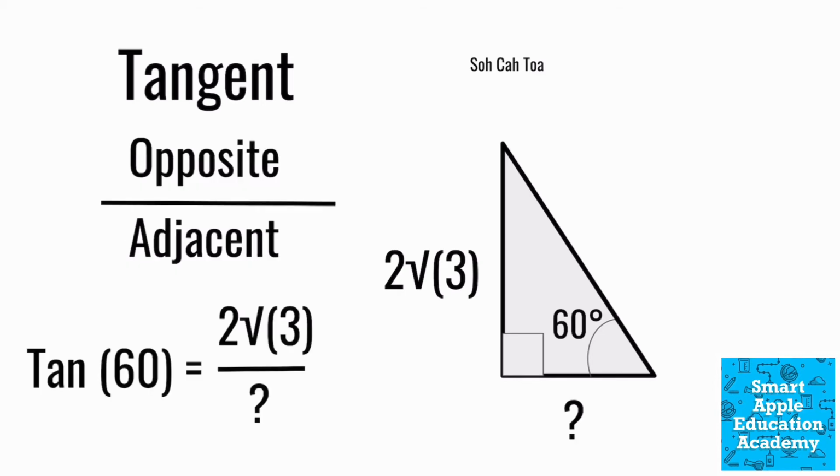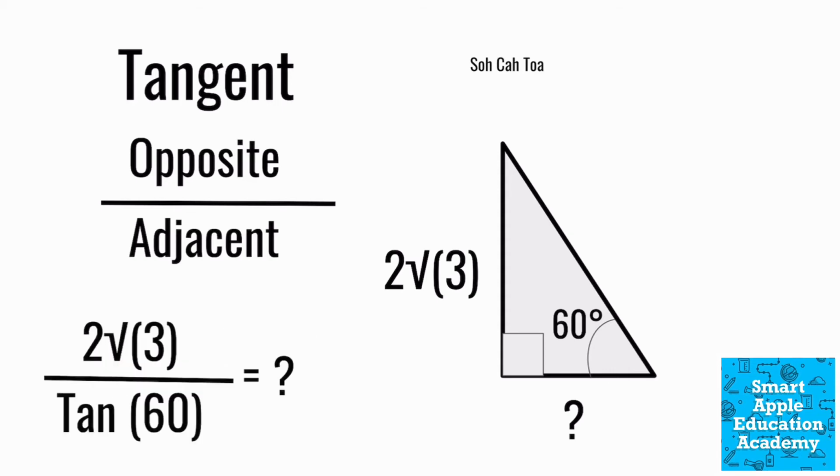We have the tangent of 60 equals 2 times the square root of 3 over the question mark. Remember, we're trying to find the length of the leg represented with the question mark. So how are we going to do that? Well, we can rearrange the tangent of 60 degrees equals 2 times the square root of 3 over the question mark, and we can turn it into this. Now we have 2 times the square root of 3 over the tangent of 60 equals the question mark.